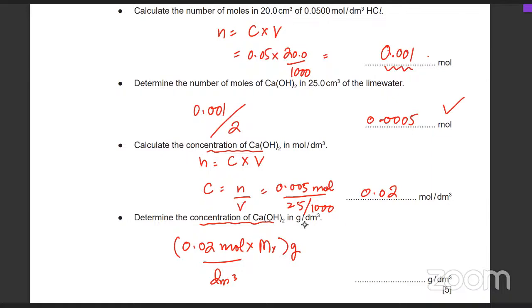इसकी एमआर कितनी है कैल्शियम हाइड्रोक्साइड? दैट्स calcium I think is 40 and O is 16 and H is 1. So मिल मिला के क्या हो जाएगा? That's 16 17 times 2, that's 34 plus 40, that's 74 होगा. So 74 into 0.02 gram per dm cube.